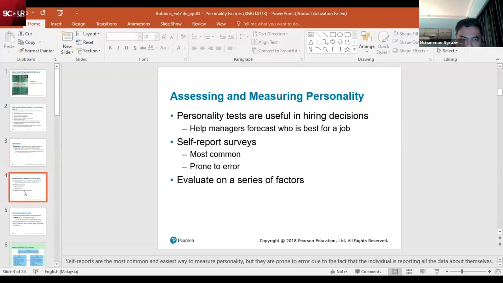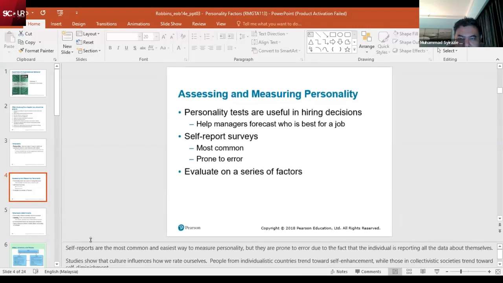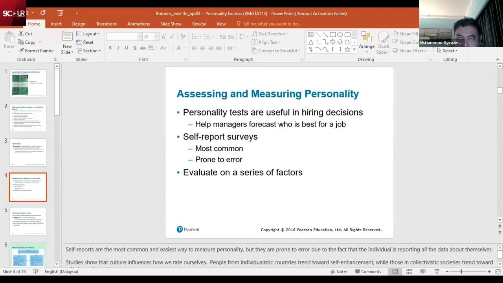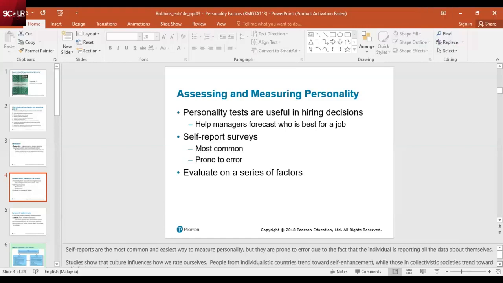Okay, in organizational behavior, the study agreed that we can assess and measure personalities, right? It says that personality tests are useful in hiring decisions. Many of the companies now are practicing the test of personality because not only experience, not only the education level, even the personality is also important to see whether it matches with the jobs and whether it is matched with the organization, just like organizational culture. Okay.